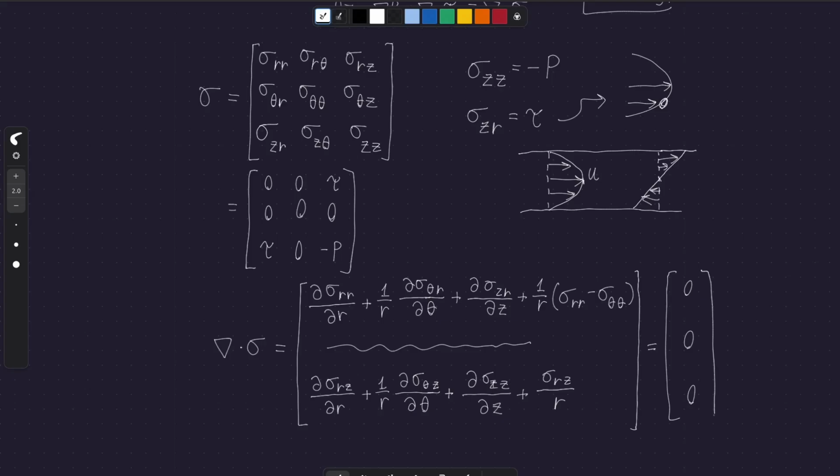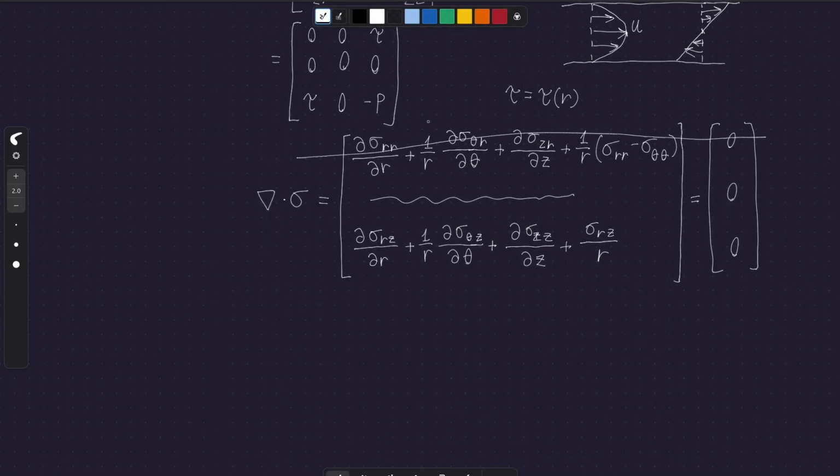So in the first line, you'll also notice everything is 0 except this, but actually it's also 0 because the stress, just like the velocity, is a function of the radius r. So this is 0. So all of this is 0. And we are left only with this last line. Okay, so plugging in our variables. This is 0. This is minus p. So this is starting to look a bit more familiar. We have the gradient of the pressure along the pipe.